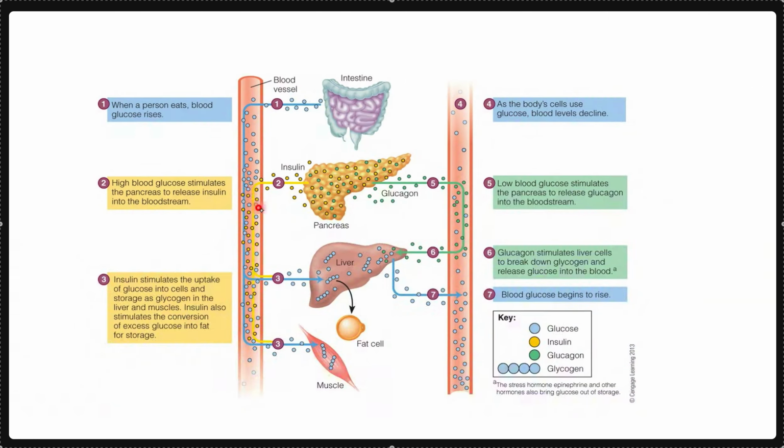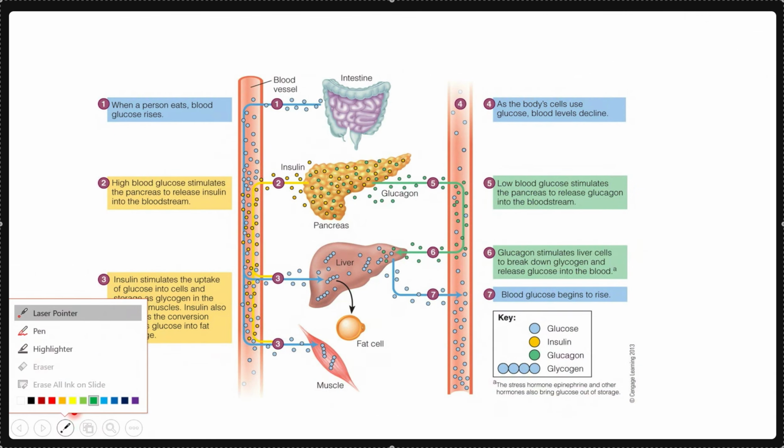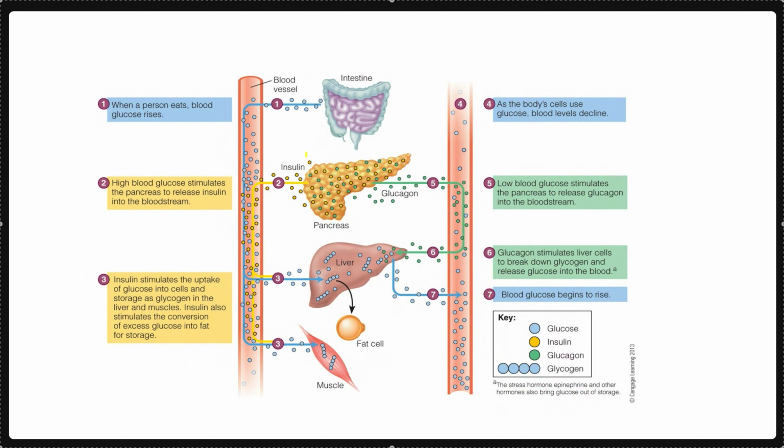So what happens is this organ here, the one that the laser is now on, this organ is called the pancreas. And the pancreas normally releases 2 types of hormones. Number 1 is insulin. Let me just draw a circle on top of number 1.